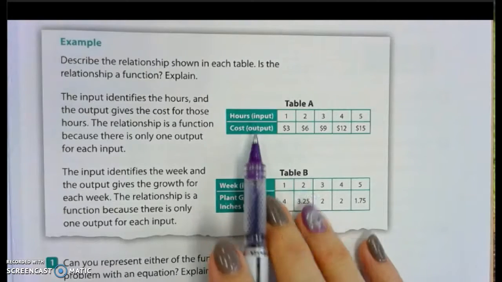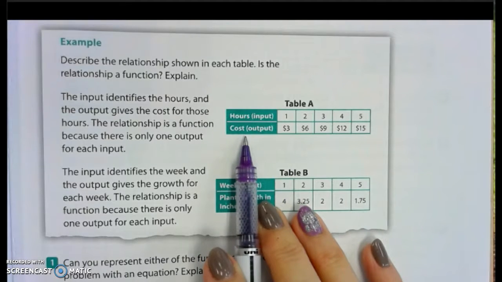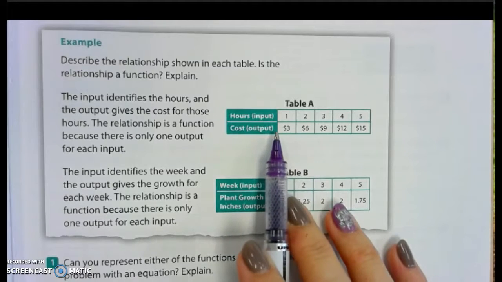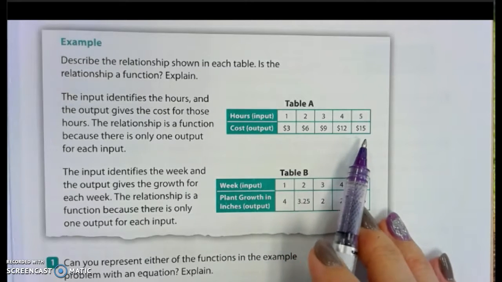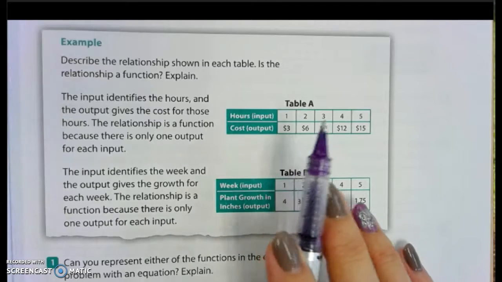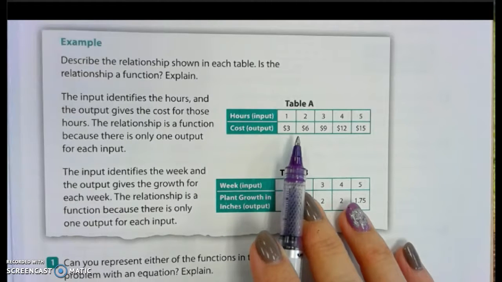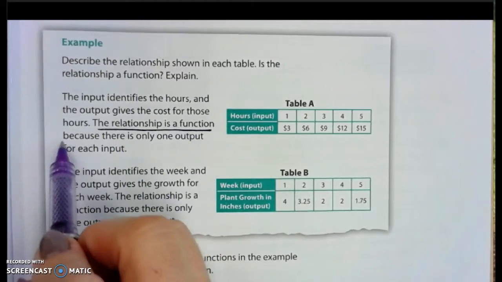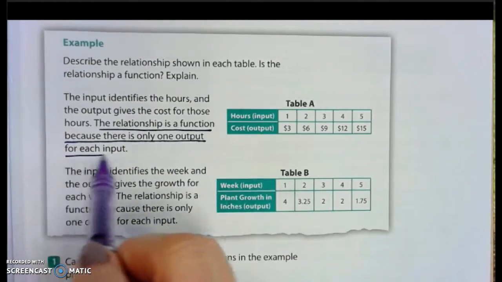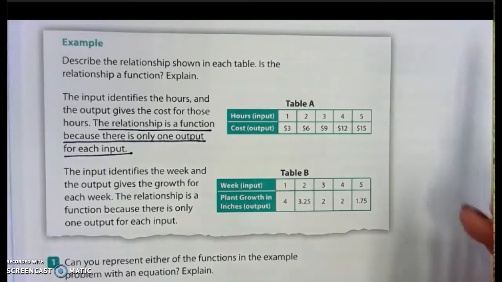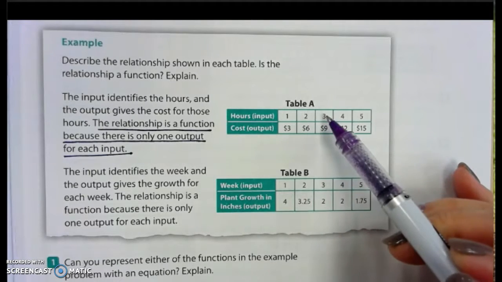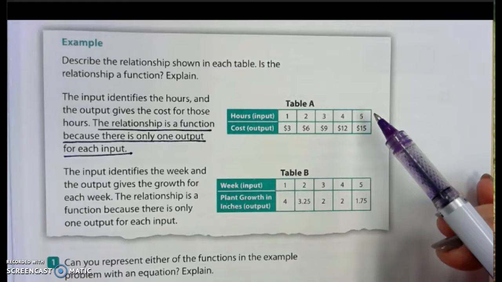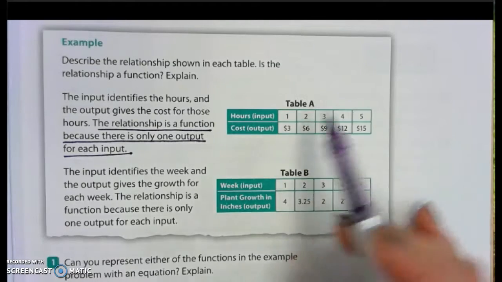So table A, we have hours as our input and cost as our output. Our hours are 1 through 5, and our cost is 3, 6, 9, 12, and 15. The question is, is this a function? It is a function, okay? The relationship is a function because there is only one output for each input. Okay, we only had each input one time, so there was no opportunity for anything to duplicate. So it is a function.